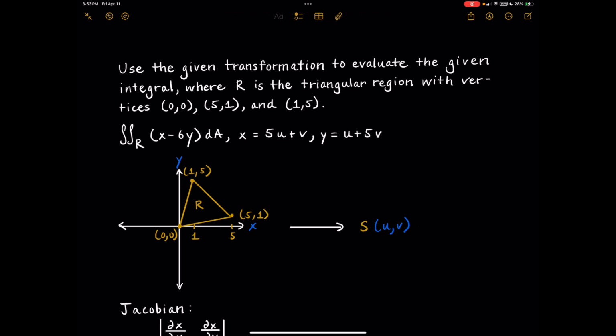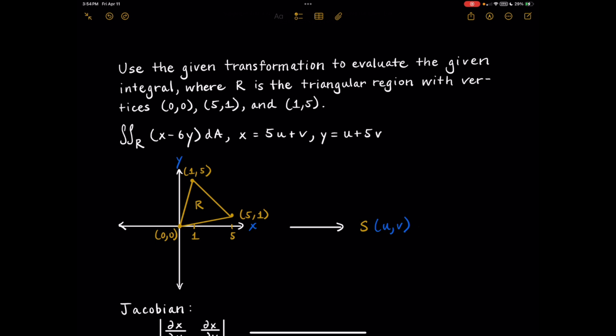So let's get started. The problem says use the given transformation to evaluate the given integral where R is the triangular region with vertices 0, 0, 5, 1, and 1, 5. And we're given the double integral over the region R of x minus 6y dA. And our transformation, or our equations that relate x and y to u and v, are x equals 5u plus v and y equals u plus 5v.